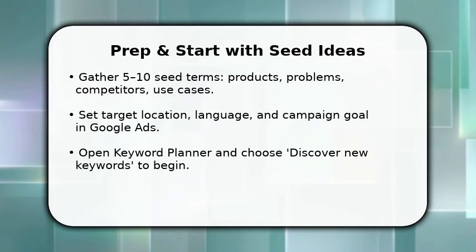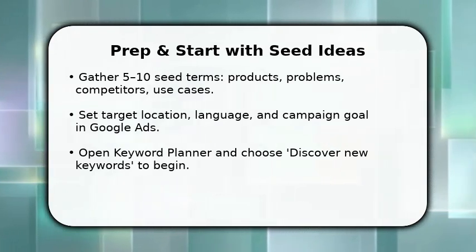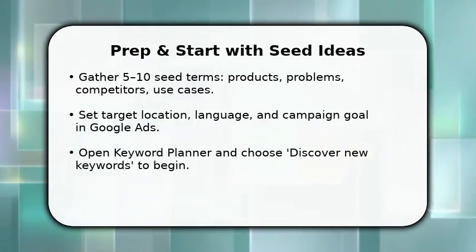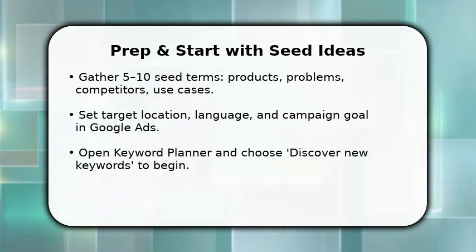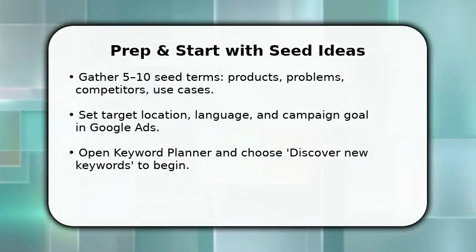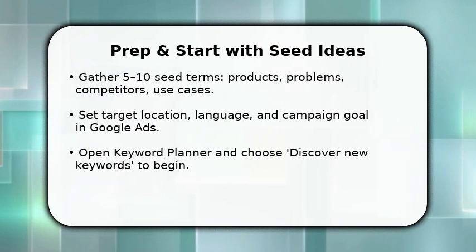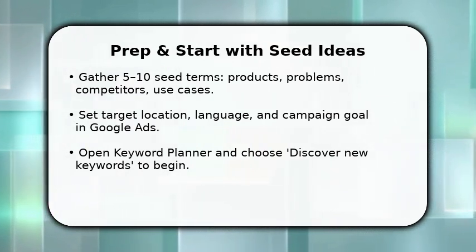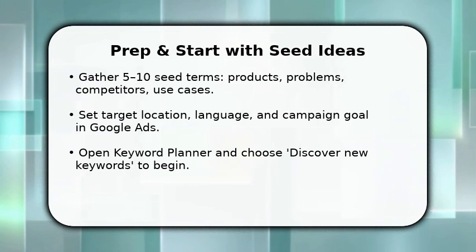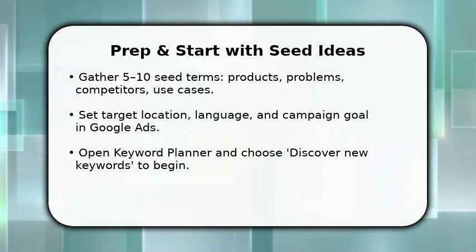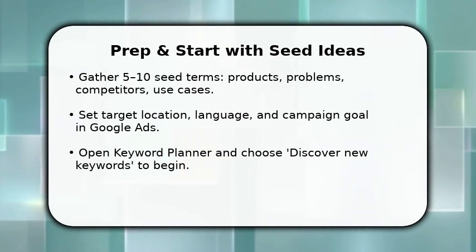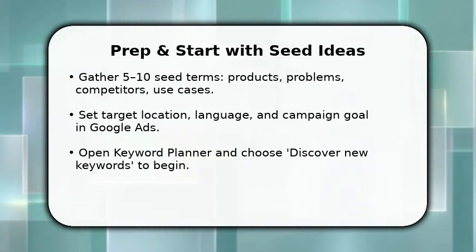You begin by collecting 5 to 10 seed ideas that represent your product, customer pain points, and competitor names. This gives you a focused starting universe. Once done, make sure your Google Ads account targeting, location, language, and campaign goal matches your sell zone so results are relevant. Now open Keyword Planner and choose Discover New Keywords.